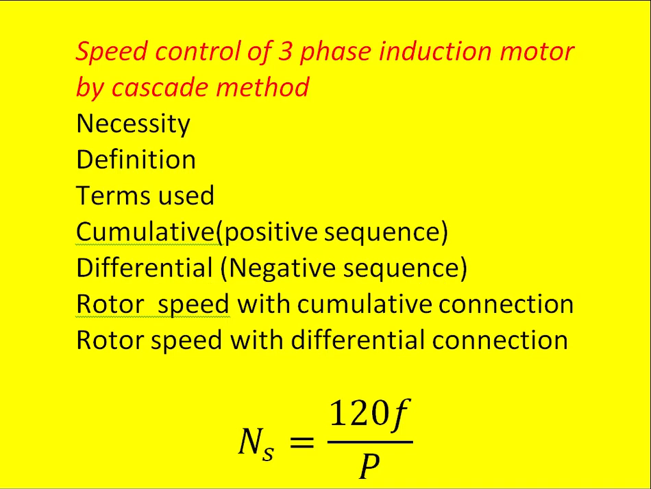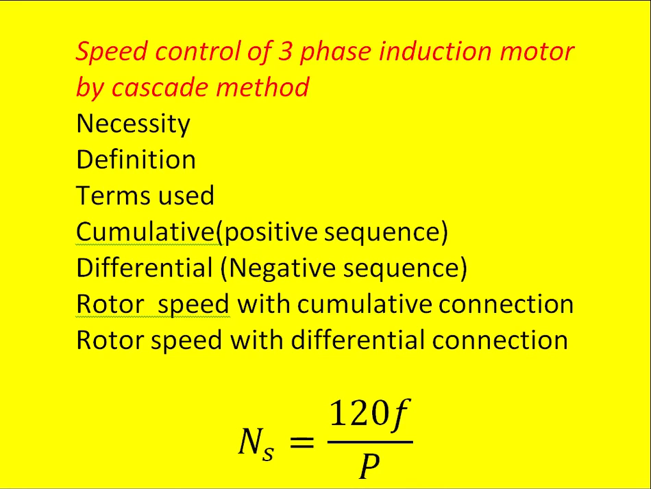Hello friends, today I will discuss the speed control of three-phase induction motors by the cascade method. The necessity of this is when there are two three-phase induction motors which are coupled and whose speed is to be controlled. In that case, we have to follow certain methods. One method is called the cumulative connection, the other method is called the differential connection.